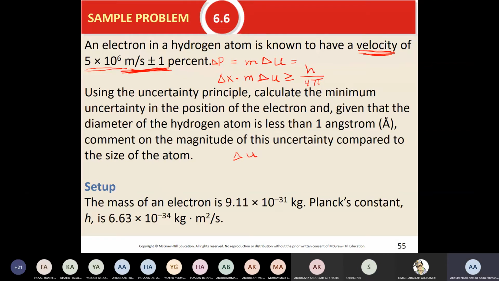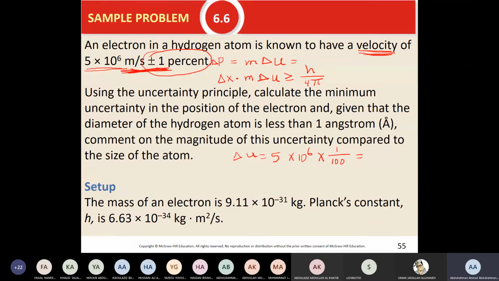Okay, so delta u is equal to 5 times 10 to the power 6 times, what's the error in it? 0.1 over 100. 1%, or we can say that the error is 1 over 100, because it says 1% the error.